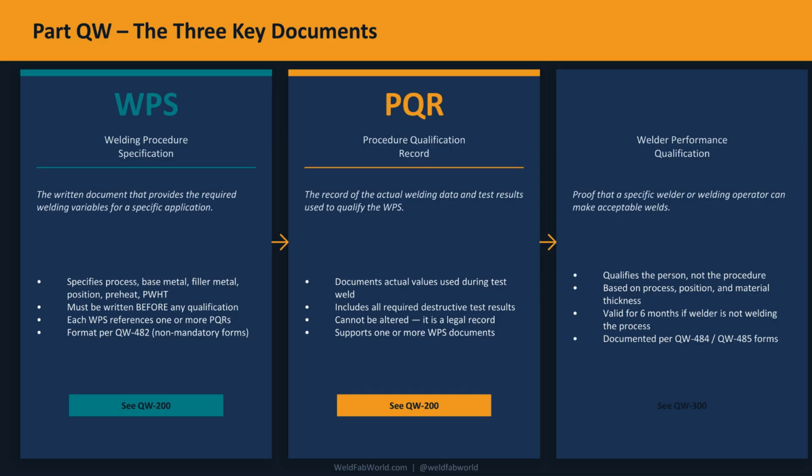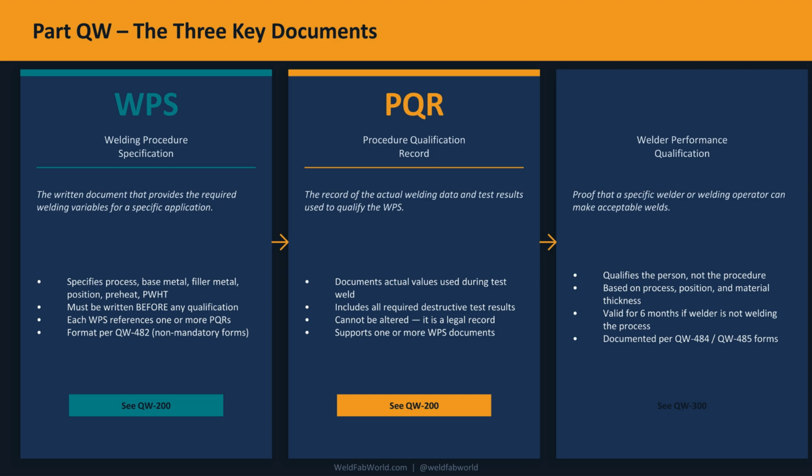These three documents are the heart of Part QW. Know them cold. WPS, Welding Procedure Specification. The WPS is your instruction document. It tells the welder how to make the weld: what process, what base metal group, what filler metal, what position, what preheat, what PWHT, what heat input range. Think of it like a recipe. The WPS must be written before production welding begins and must be available to the welder at the workstation.